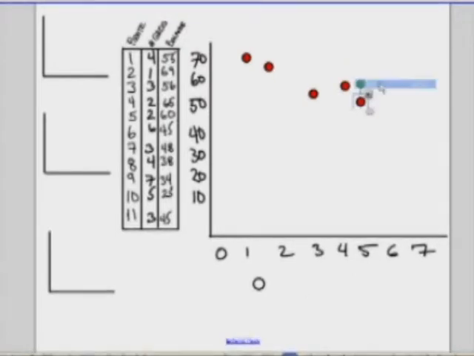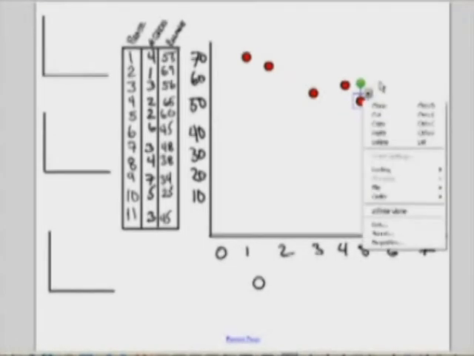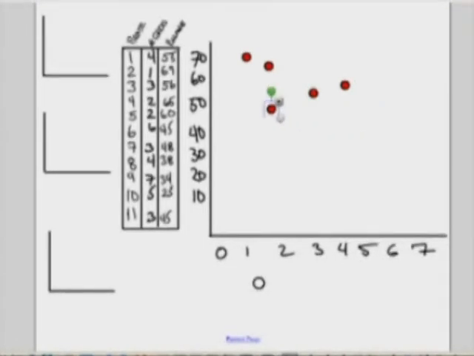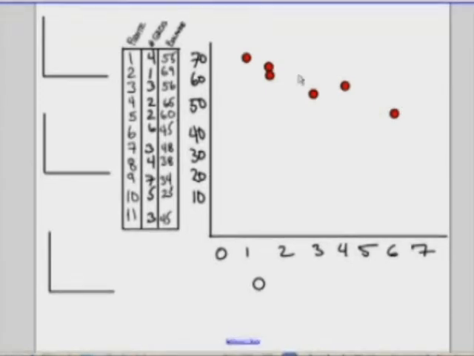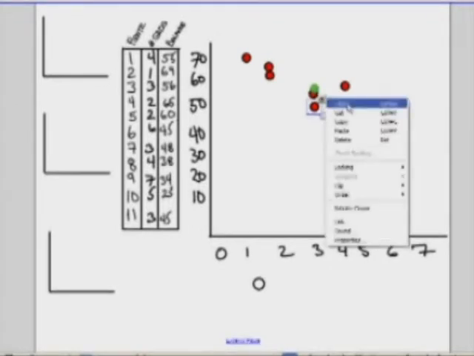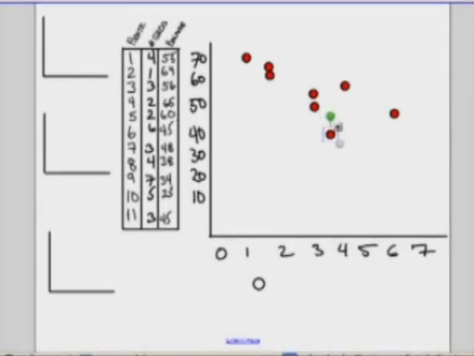Okay, what's my next one? 2 and 60. My next one? 6 and 45. All right. Next one? 3 and 48. I'm sorry? 3 and 48, maybe around in there. Next? 4 and 38.